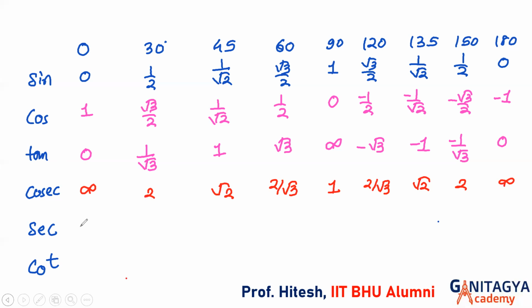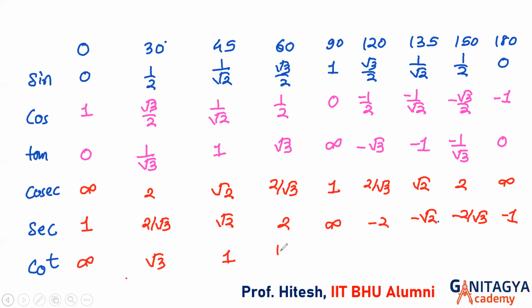Sec is 1/cos: 1/1 is 1, then 2/√3, then √2, then 2, then infinite, then -2, minus √2, then -2/√3, and then -1. Now the inverse of tan: 1/0 is infinite, then √3, then 1, 1/√3, then 1/infinite is 0, then the inverse of -√3 is -1/√3, then -1, then -√3, 1/0 is infinite. So this is the table.